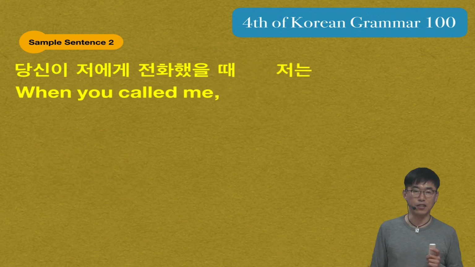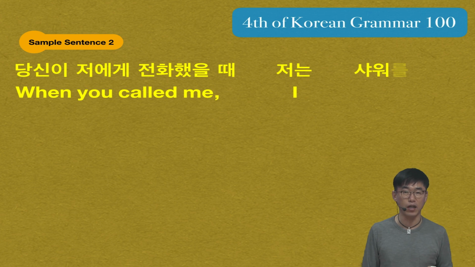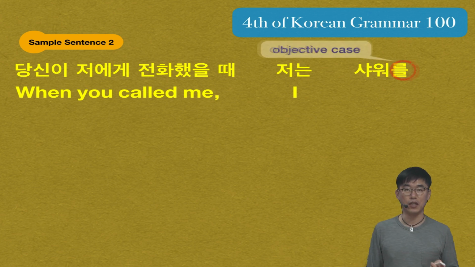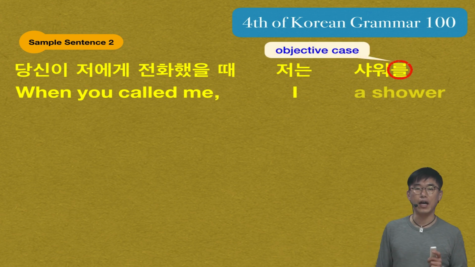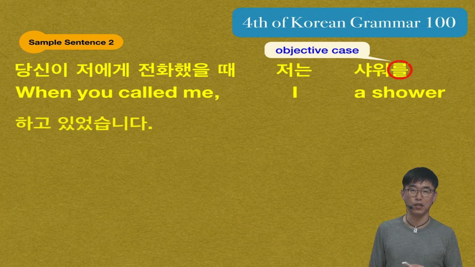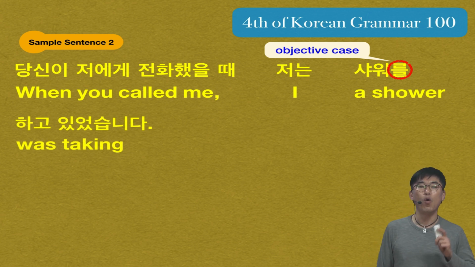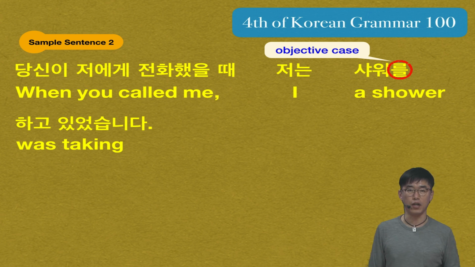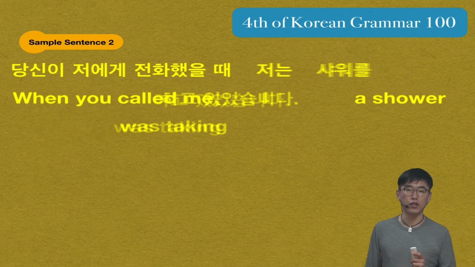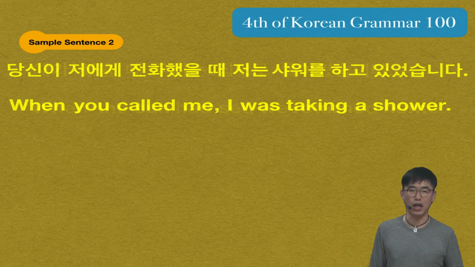And 저는 is I and shower is written as it sounds in English, shower, and 를 is the objective case. By the way, 샤워하다 is to take a shower, and 샤워를 하고 있었습니다 is the past progressive tense form. So 샤워를 하고 있었습니다 is was taking a shower. So 당신이 저에게 전화했을 때 저는 샤워를 하고 있었습니다. When you called me, I was taking a shower.